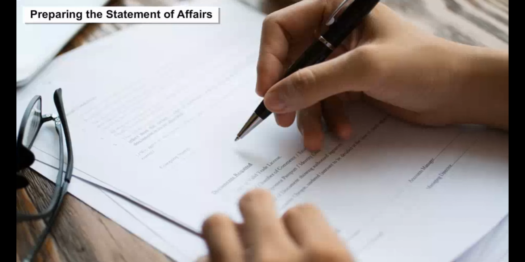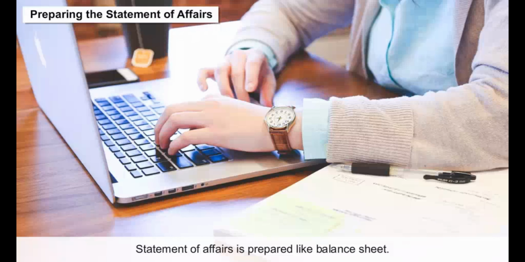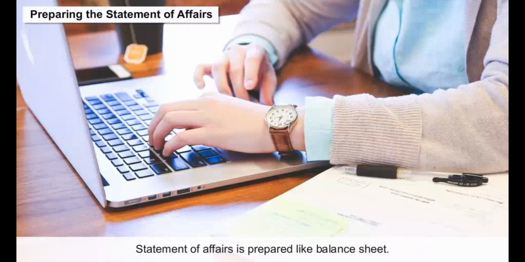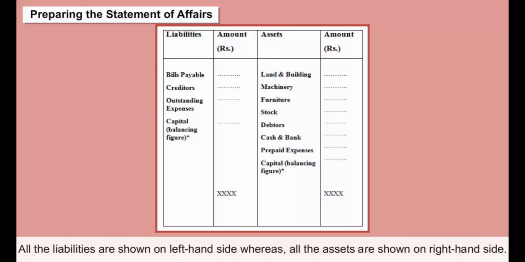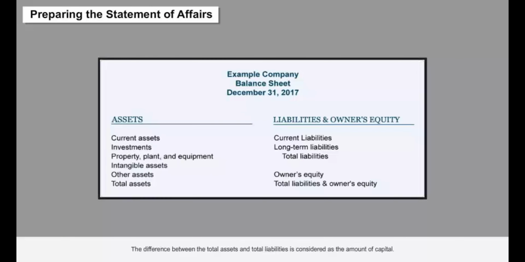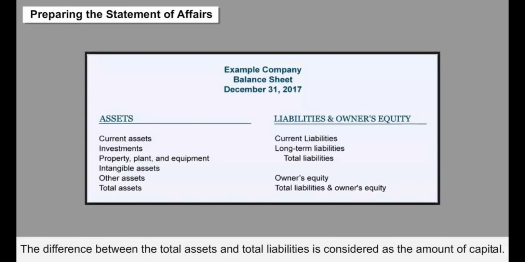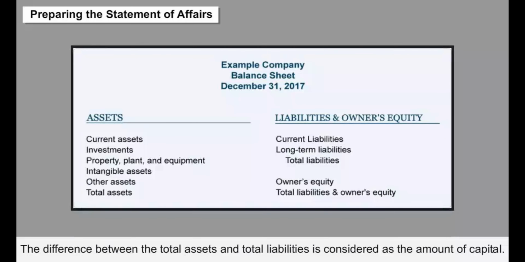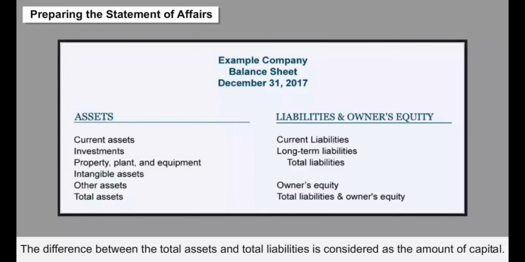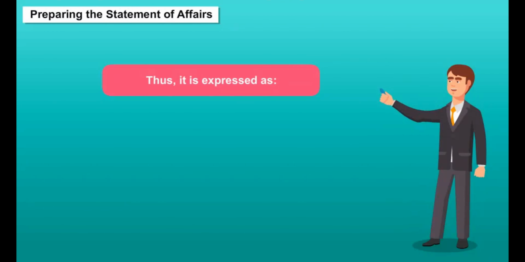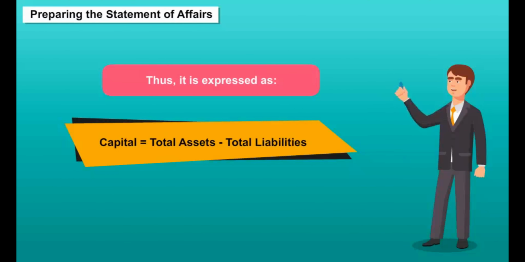Preparing the statement of affairs. Statement of affairs is prepared like balance sheet. All the liabilities are shown on left-hand side, whereas all the assets are shown on right-hand side. The difference between the total assets and total liabilities is considered as the amount of capital. Thus, it is expressed as capital is equal to total assets minus total liabilities.